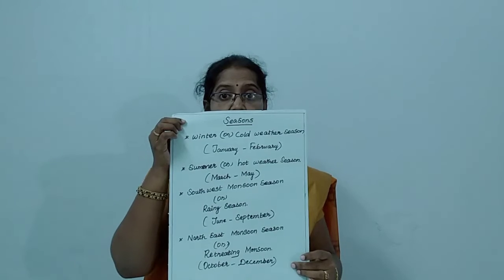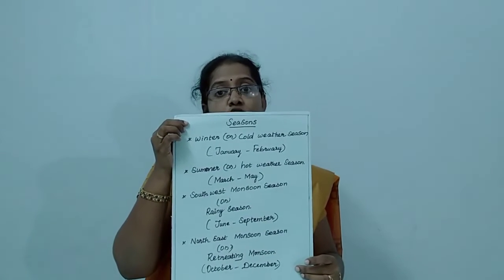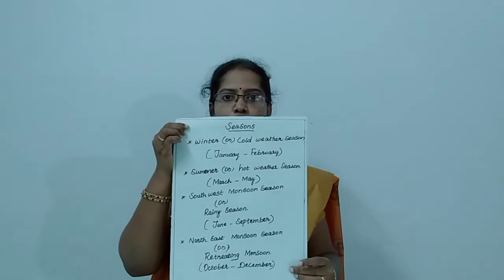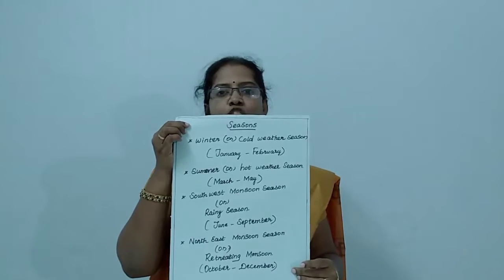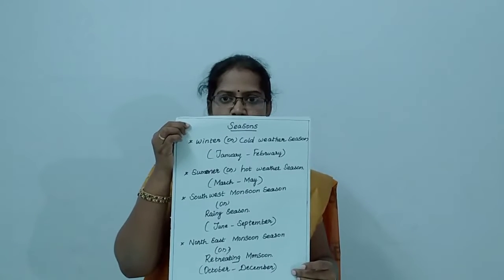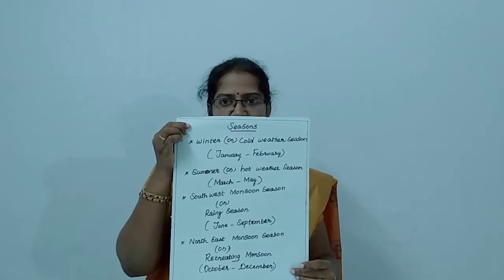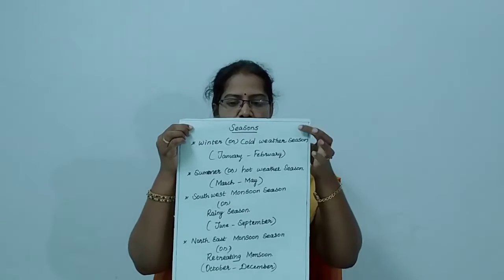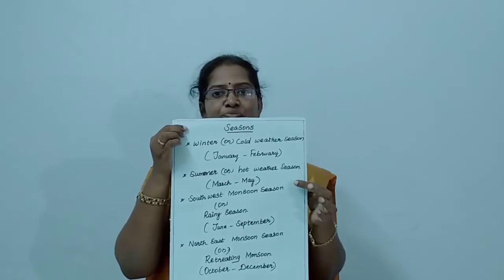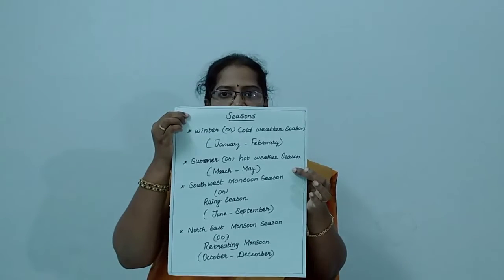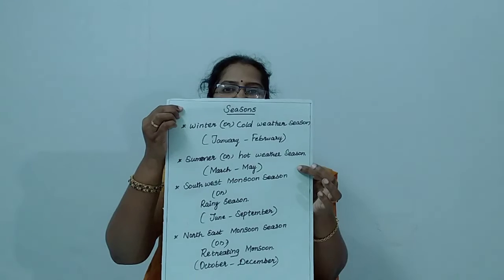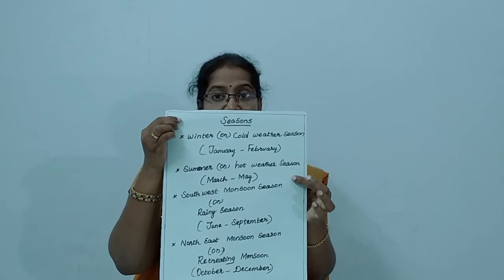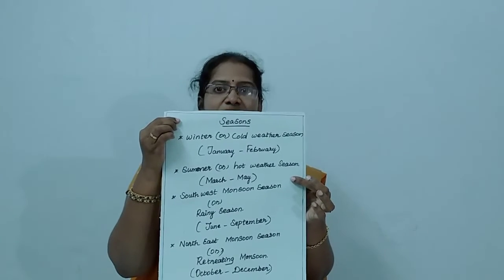Seasons, in the sense of the winter season. The first season, winter season, otherwise called the cold weather season. Which month to which month does it prevail in India? January and February. January and February are considered the coldest months. The second one, what is given? The summer month. Nowadays we are experiencing a summer climate, but not like that. This is the later as well as middle part of the summer season.